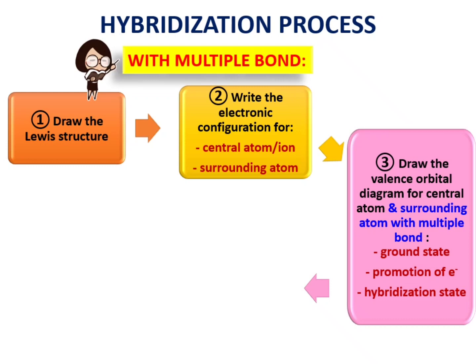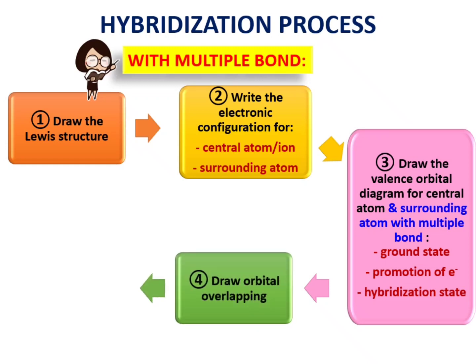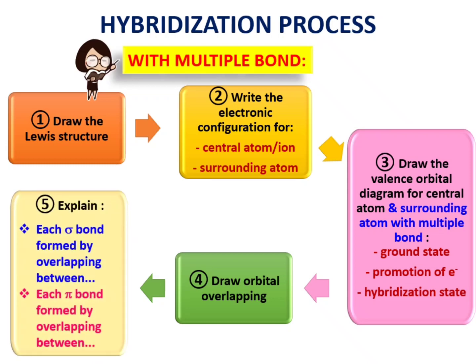So, you have to do the hybridization process. And then step number 4, draw the orbital overlapping. And the last step, you need to explain about the formation of sigma bond and the formation of pi bond. So, we are one step short here. For the multiple bond, no need to predict the molecular shape because there are many things you have to take into account.